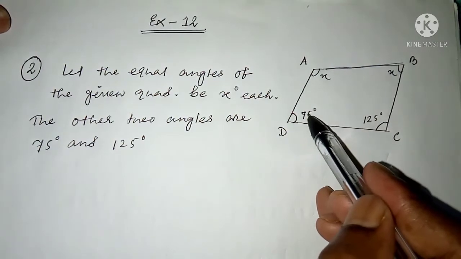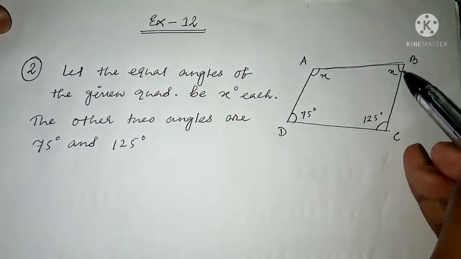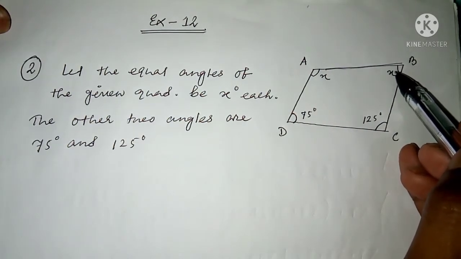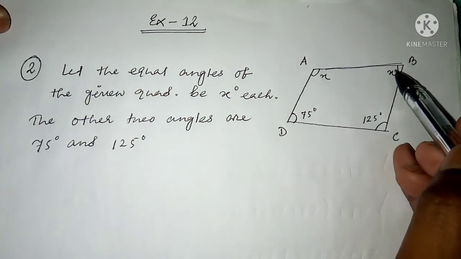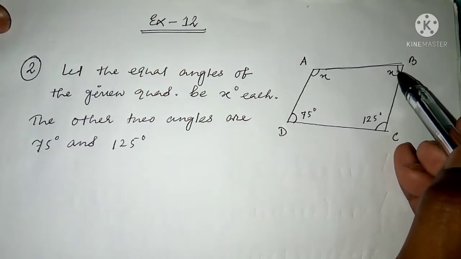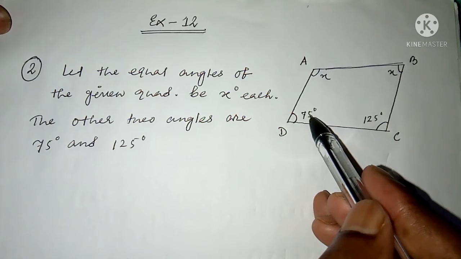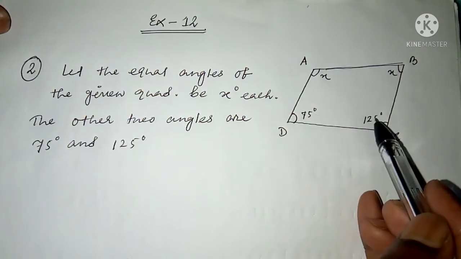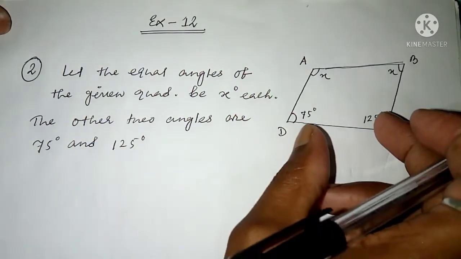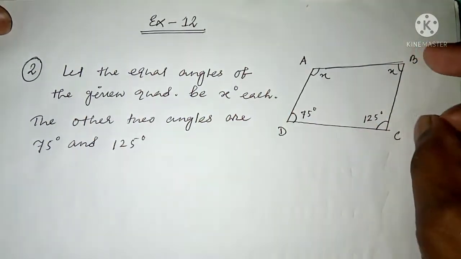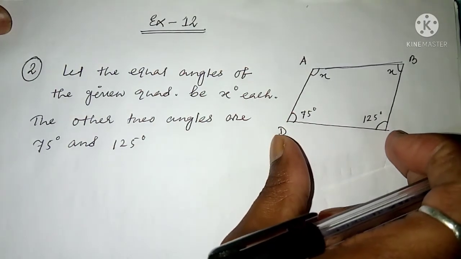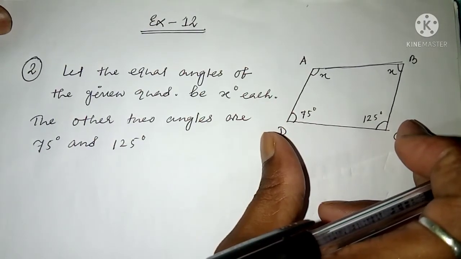That means if I write 75 here and 125 here, then it is not correct. You cannot write it here because 75 and this angle are actually opposite angles, not adjacent angles. But in your question we are given that 75 and 125 are adjacent angles. Adjacent angle means you can place them here, because I have considered D and C as one adjacent pair, but we have other adjacent angles also here.